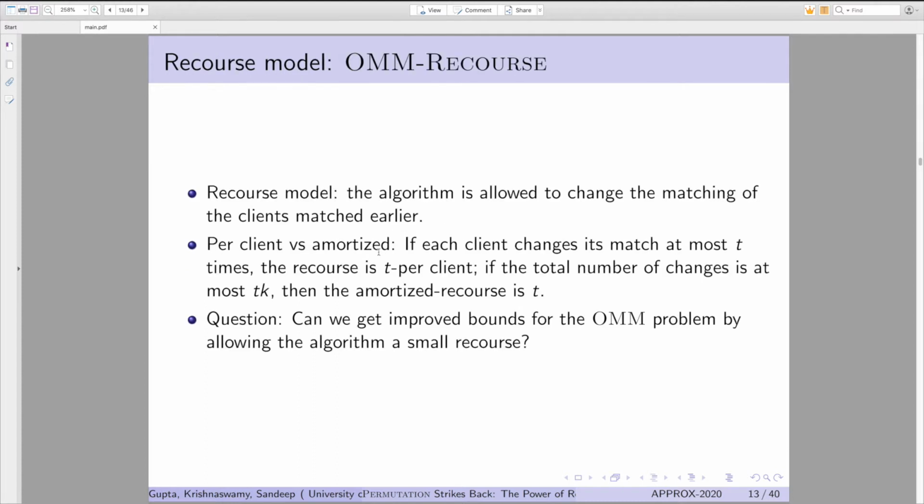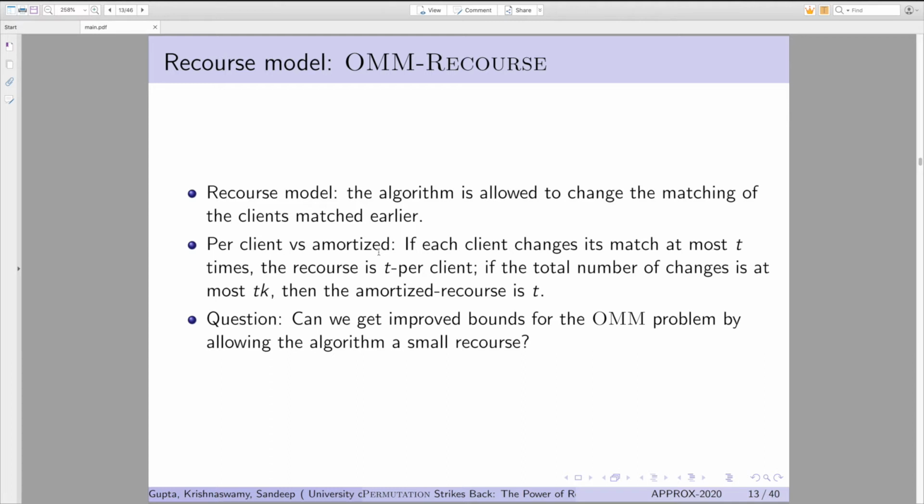And our work is about adding recourse to the problem. It is a relaxation of the original problem where we allow certain clients to change their matching later. That is the recourse model, and you can formulate it in different ways. For example, per client recourse means that throughout the execution of the whole algorithm, a single client changes its matching at most t times. Or there's also amortized recourse, where at the end of the algorithm the number of changes is at most t times k, and we say that the amortized recourse is t.